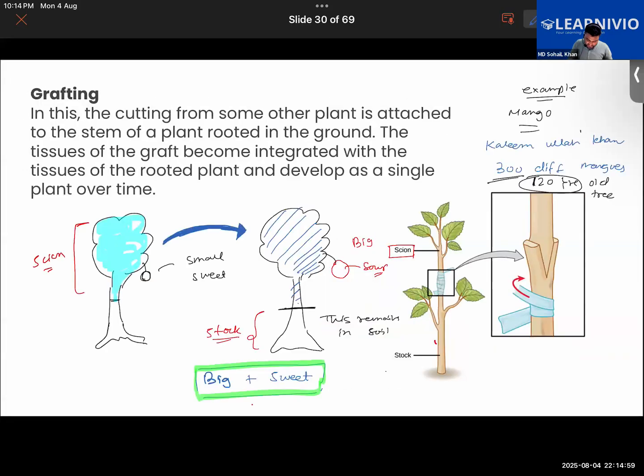So let me write some examples. You have mango, you have guava. Mango is there, guava is there. I think there's some more other than mango and guava. There are a few more, but I'm not able to recall. I will let you know about that.